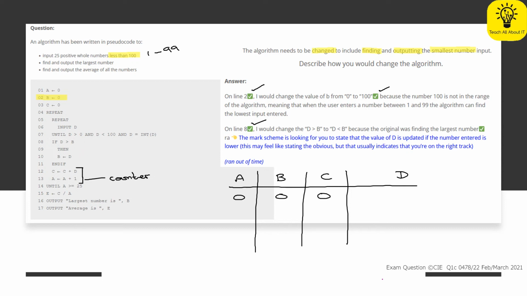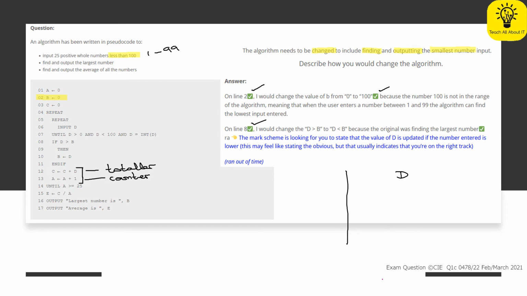C plus D here, this is a totaler. Now a totaler keeps a running total. If you're going to do an average, you need a total of all the numbers. So within the loop, we're creating a totaler in C. So technically, in order to make any kind of change, we don't need these values. We're really only looking at B and D. So we can make this even easier. We can go B and D.